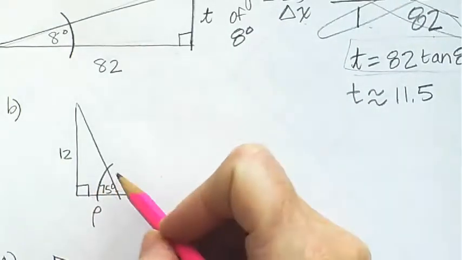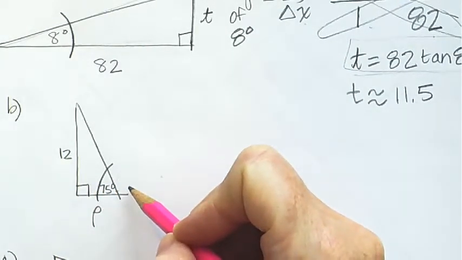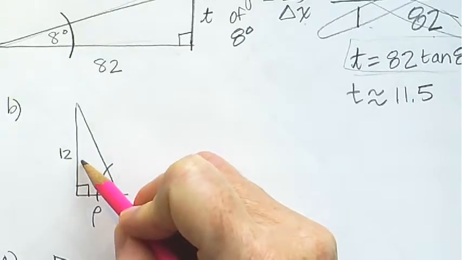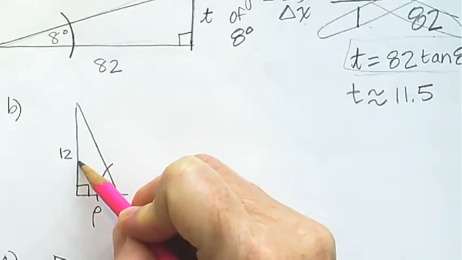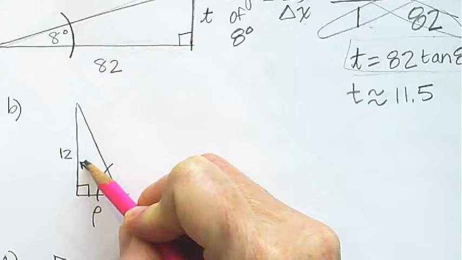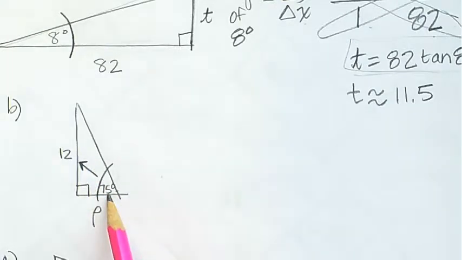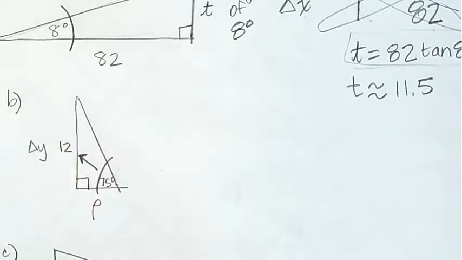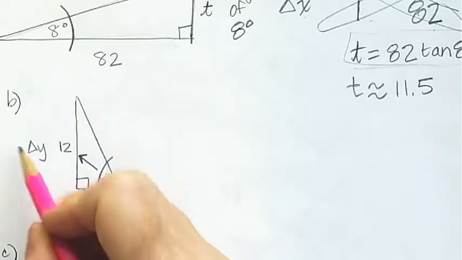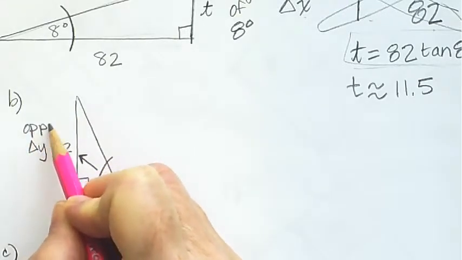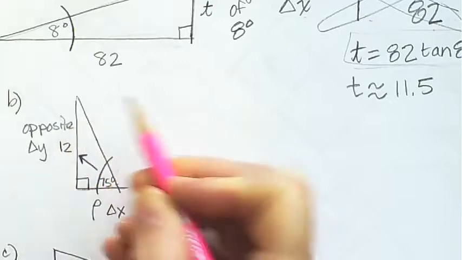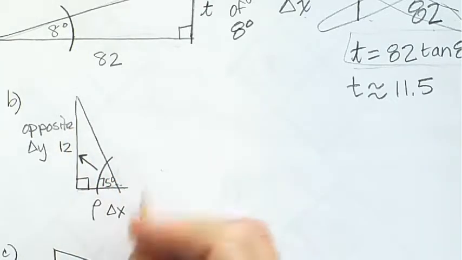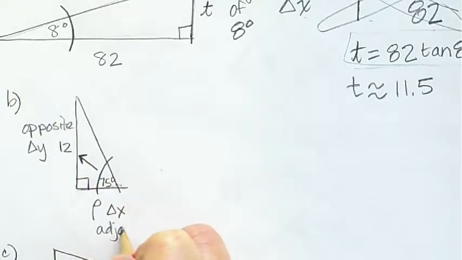But what I was saying is I don't want you to always rely on the tracing paper. Hopefully you figured out in class that if you just look at the side that's across from that angle, that is always your change in y, and the side that's next to the angle is always your change in x. So the one that's across from the angle is the opposite. The one that is next to the angle is the adjacent.